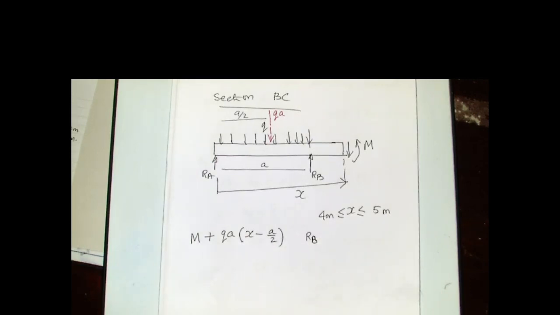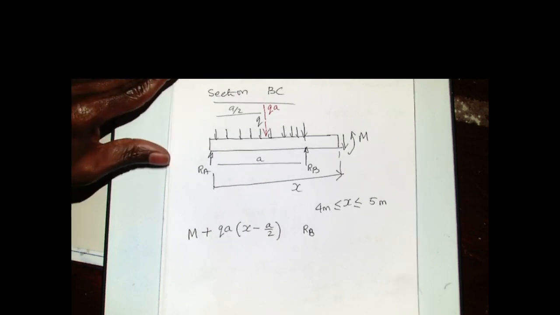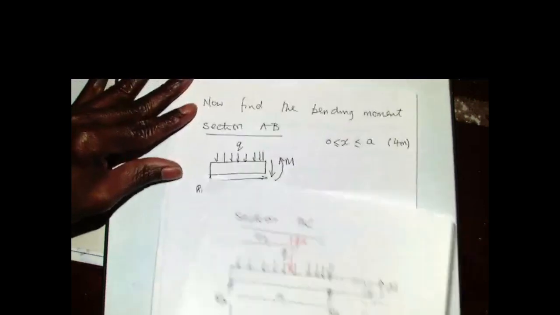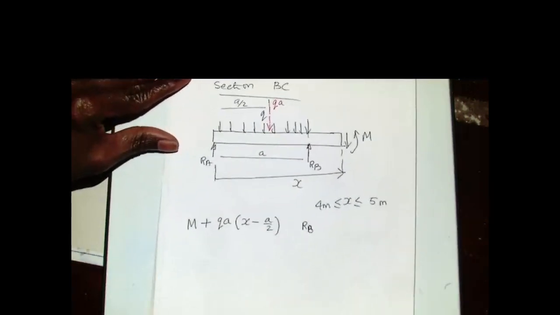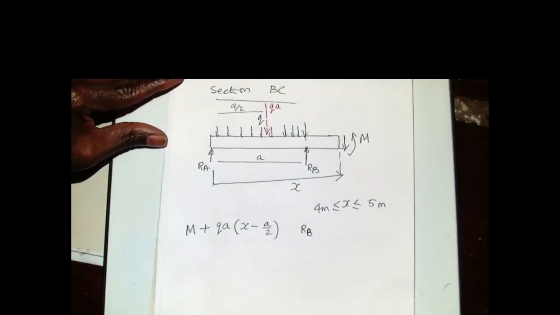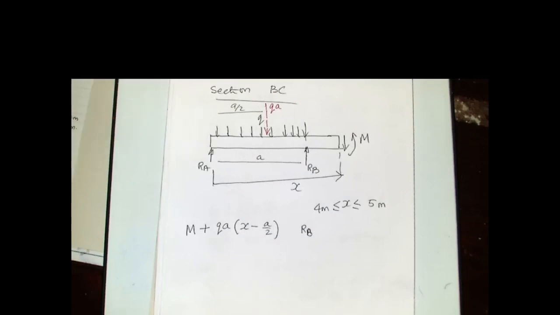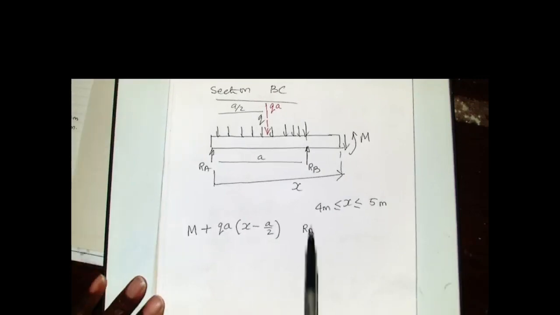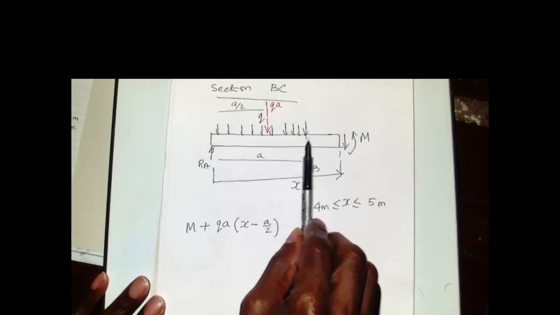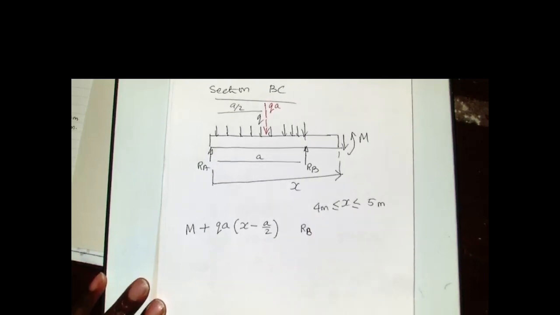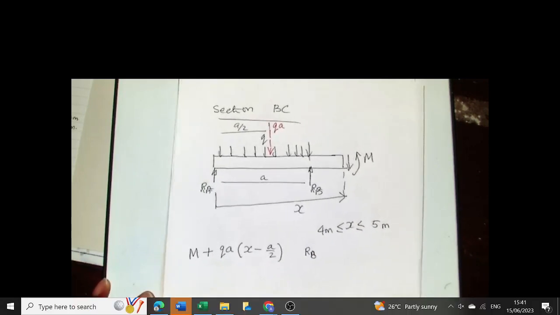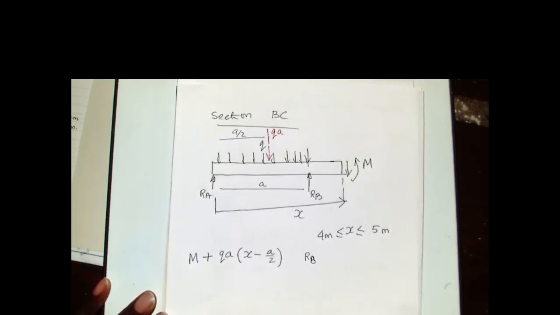Since we know B is this distance, B is 1 meter. Can we say QA plus QA multiplied? So we are not where B, we didn't start from A, we started from B. If we start working from the right number. I didn't start from the left, I started from the right.